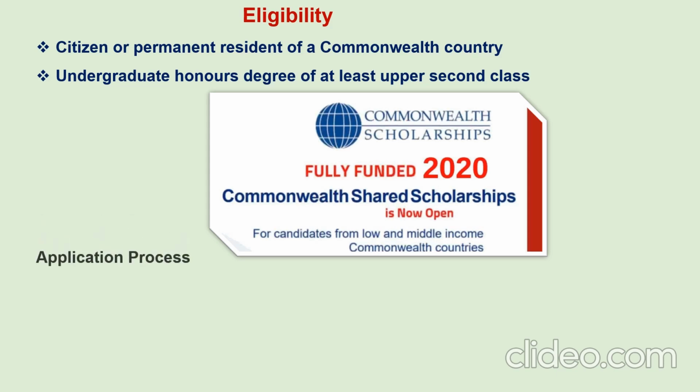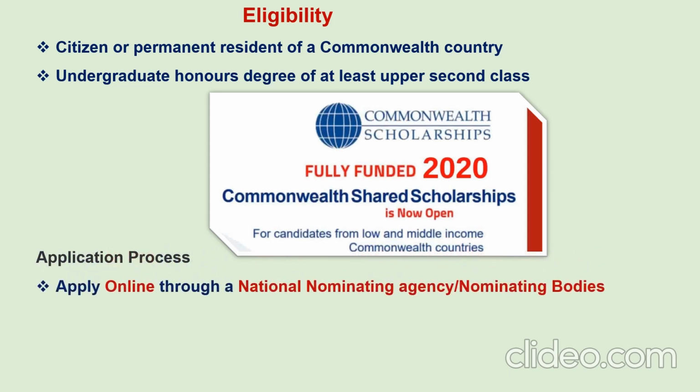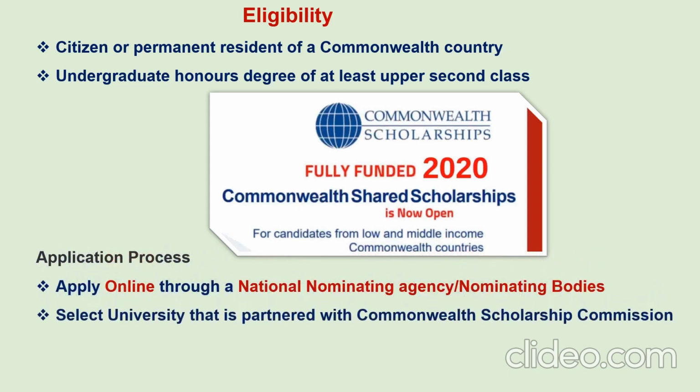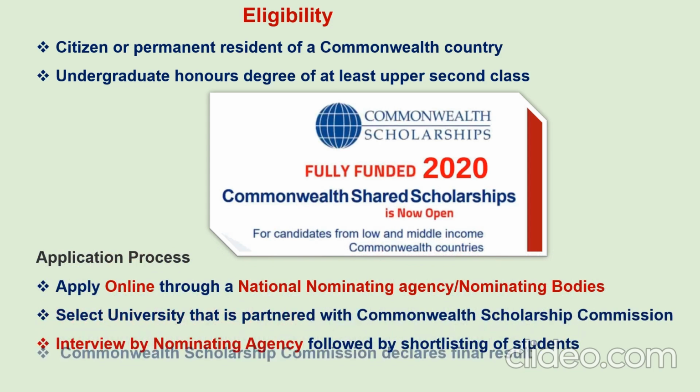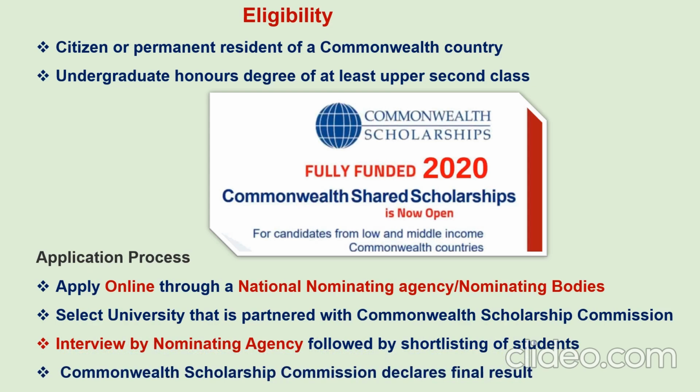Coming to the application process, first you will have to apply online through a national nominating agency or nominating bodies. There are separate nominating agencies or bodies for each country. So we have to apply online through that nominating body. And one thing to make clear is that always select a university that is partnered with the Commonwealth Scholarship Commission. Besides applying online in nominating bodies, you also have to apply online on the Commonwealth Scholarship Commission website.